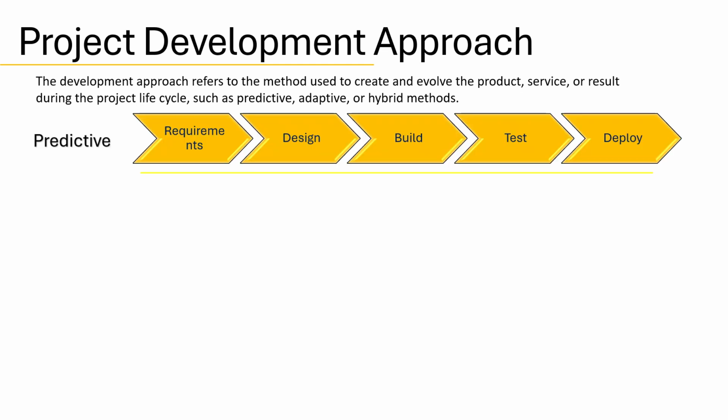Predictive approach. This is often called waterfall or plan driven. It works best when the scope is well defined early and unlikely to change. Think of building a bridge or a power plant. Everything must be planned upfront with strict reviews and controls at each stage. Because the investment is high and risks are significant, certainty is captured early and most of the planning happens before execution begins.